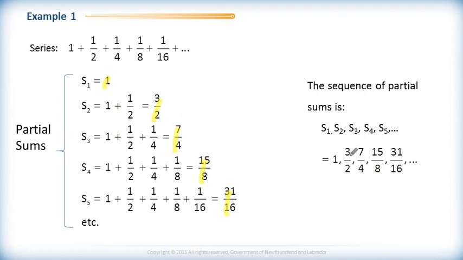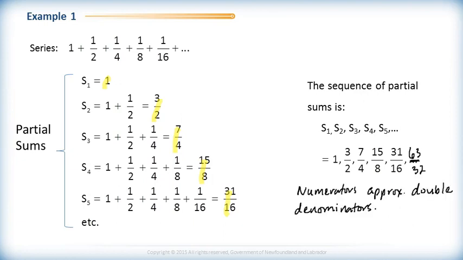Notice how the numerators are nearly double each denominator. As a matter of fact, you double the denominator. For example, if I double 16, I'll get 32, and then subtract 1, I'll have the numerator. So doubling the 16 to get the next denominator would be 32. Now double the 32 to get 64, and subtract 1 would be 63. So S6 would be equal to 63 over 32. So the numerators are approximately double the denominators, and our partial sums appear to be approaching a value of 2.